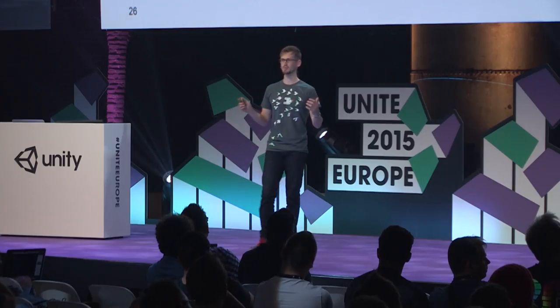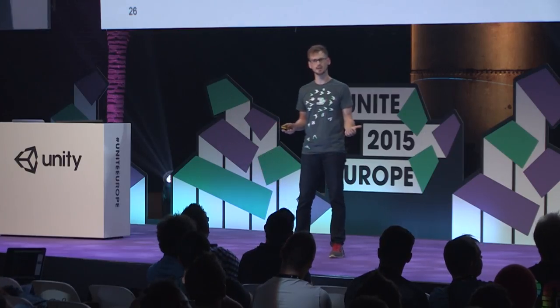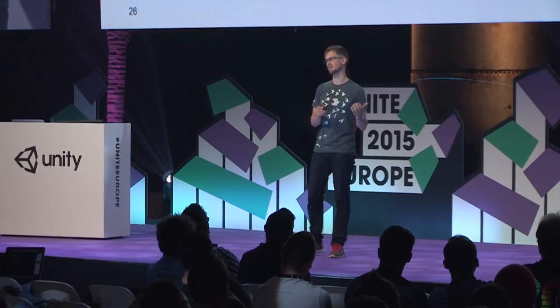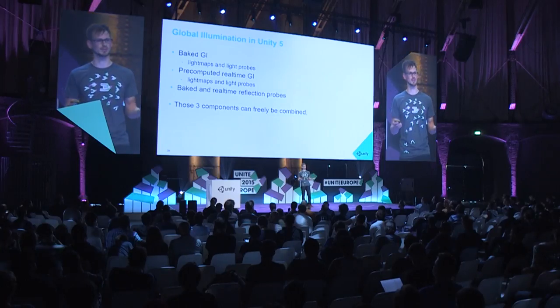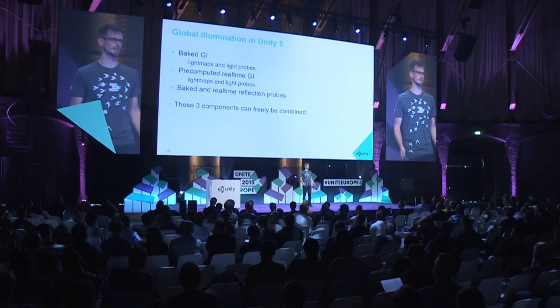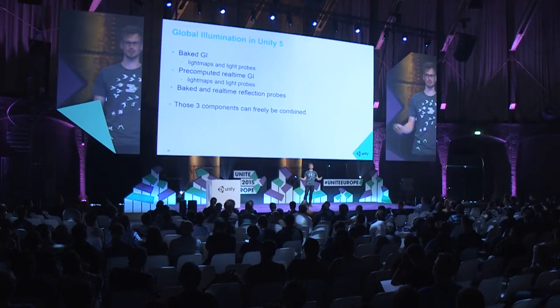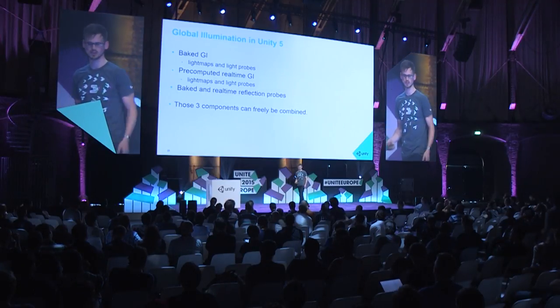If you're really interested in this, I suggest that you have a look at Kuba and my talk from GDC this year, where we went into a lot of details about convolution and screen space reflections and a lot of other cool stuff. But you can combine all these three systems in any way you like. You can have fully baked lighting if you're on a low-end mobile, or you can have the real-time pre-computed GI on a console, or you can combine all of them using reflections. So you can combine them as you see fit.